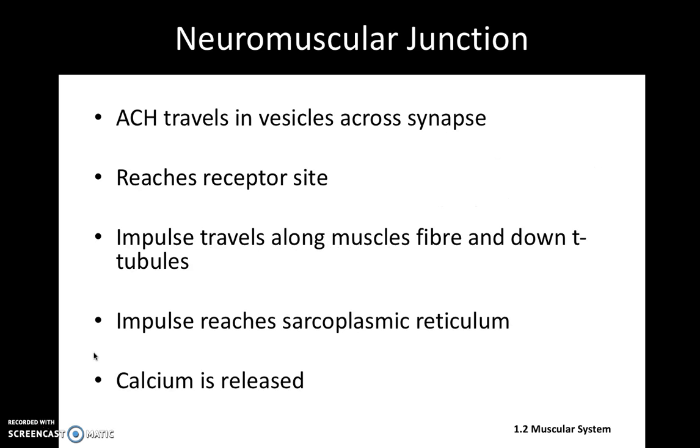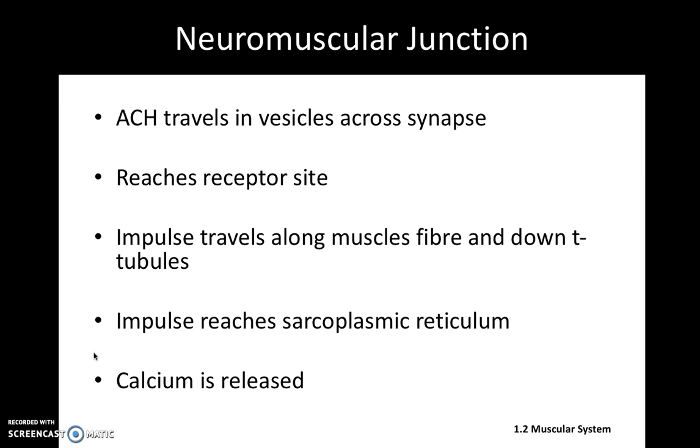In order for the impulse to reach the muscle fibre, it needs to travel across the synapse at the neuromuscular junction. For this to happen, the chemical ACH travels across the synapse in vesicles until it reaches the receptor sites located at the postsynaptic membrane of the muscle fibre. This is more commonly known as neurotransmitters. If enough ACH is sent across the synapse to the receptor site, then the impulse is able to carry on.